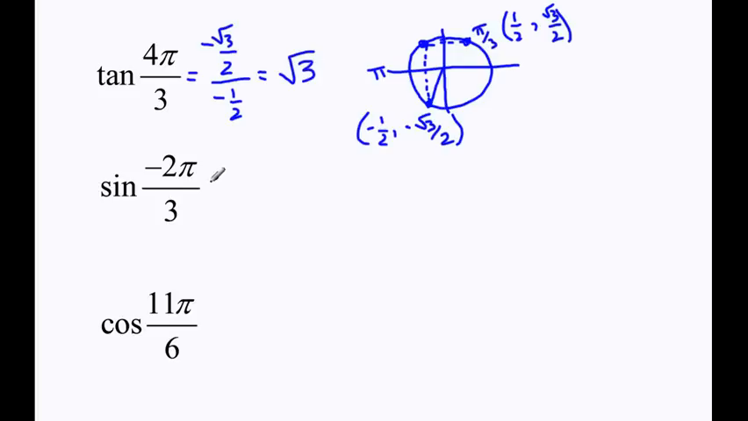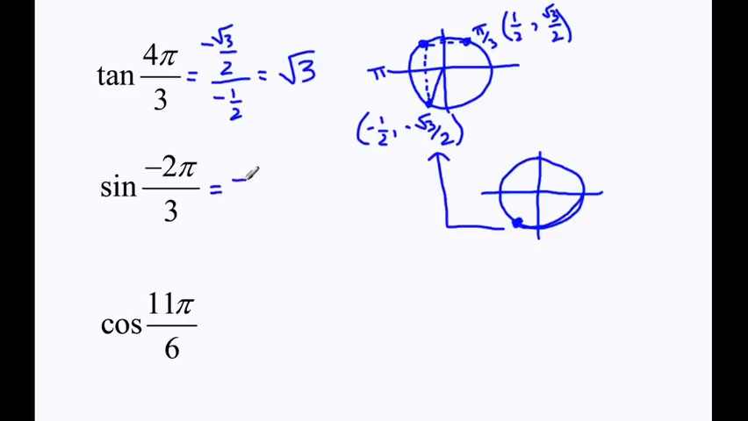All right, let's try sine of -2 pi over 3. So I go around and let's see, I'm going 2/3 of the way to pi in the opposite direction. And wait a sec. Oh, that's the exact same place as right here. Sine is my y coordinate. So I've got -√3/2.